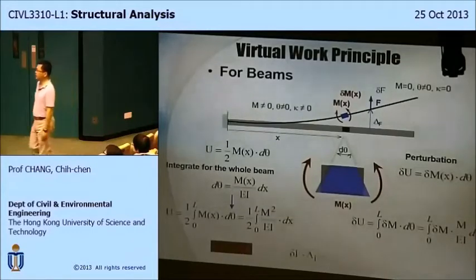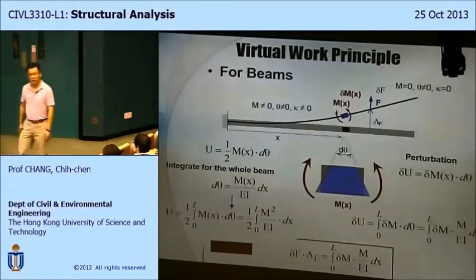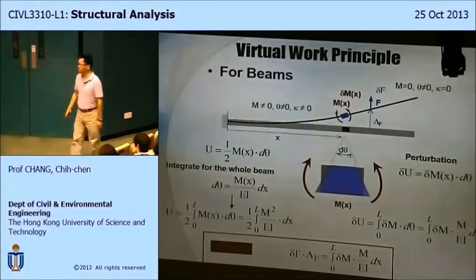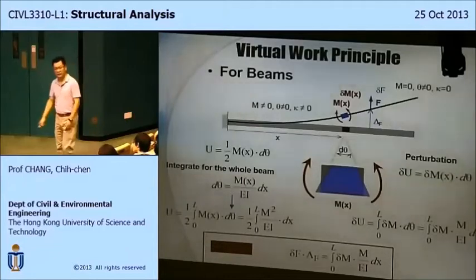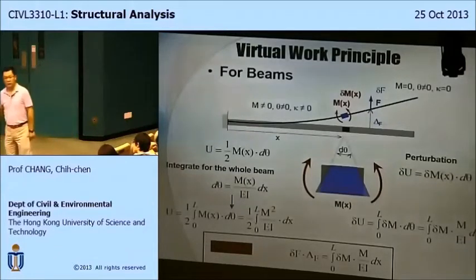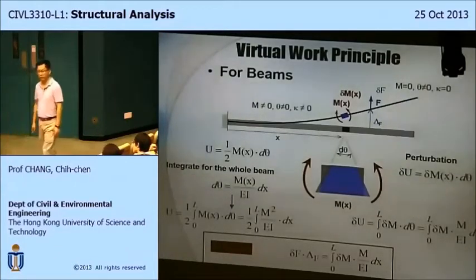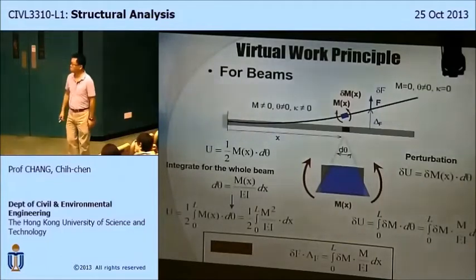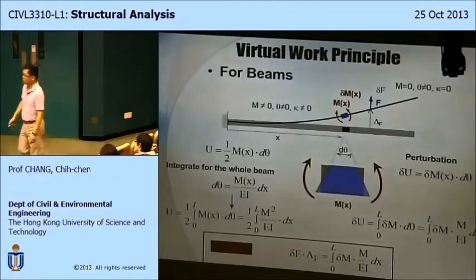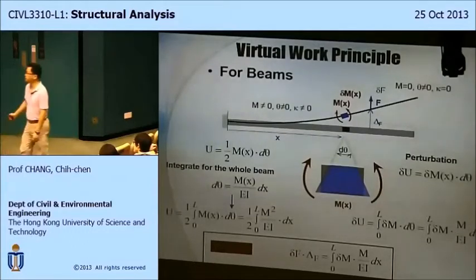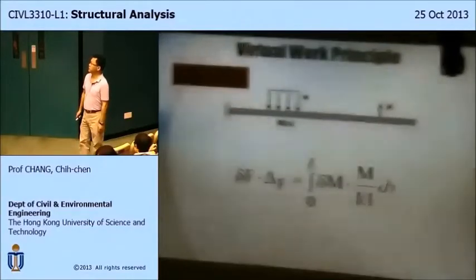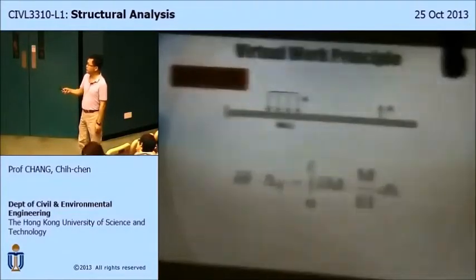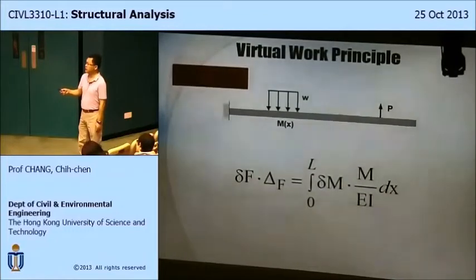All right, so now we are ready to use the virtual work principle. Delta W equals delta U. So that is it. This is the virtual work principle for the beam structure. It now becomes integrations rather than summations as for truss structures. We are going to use these equations to calculate displacements.